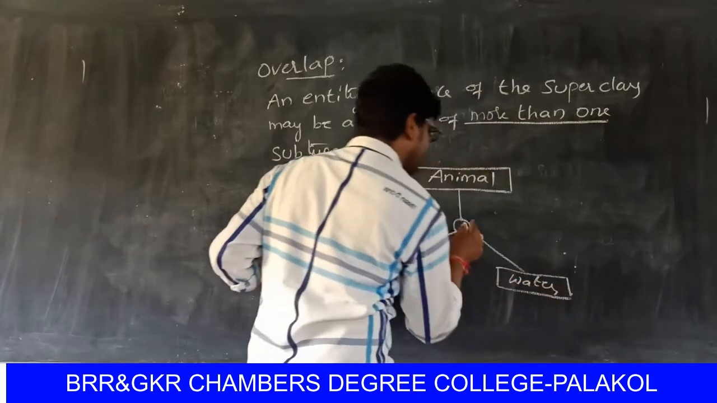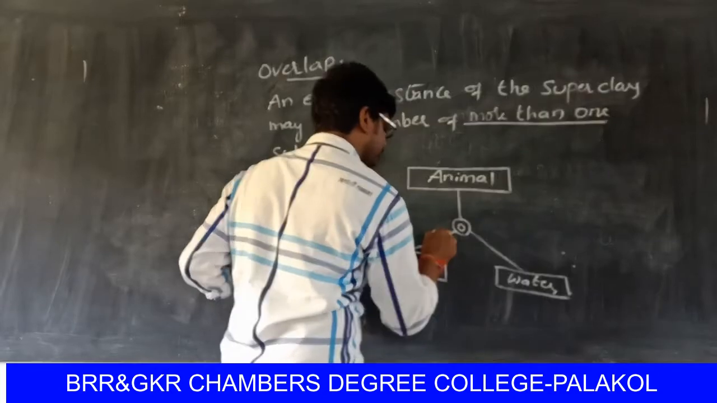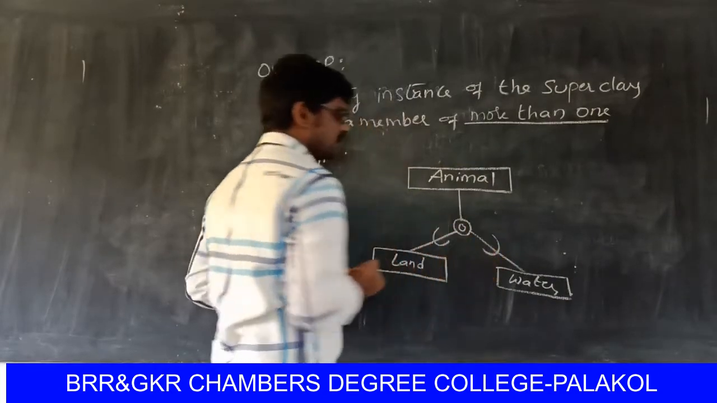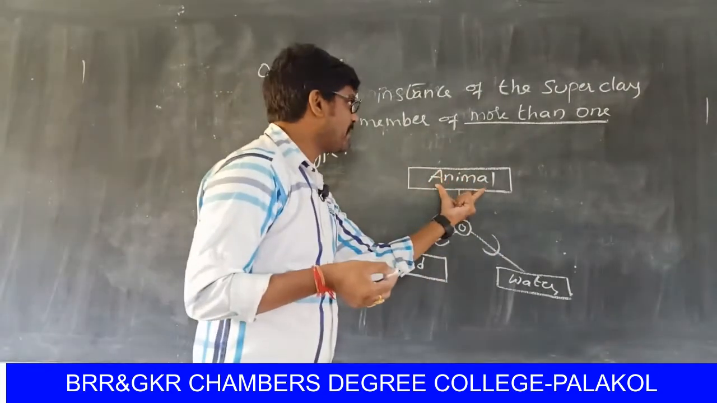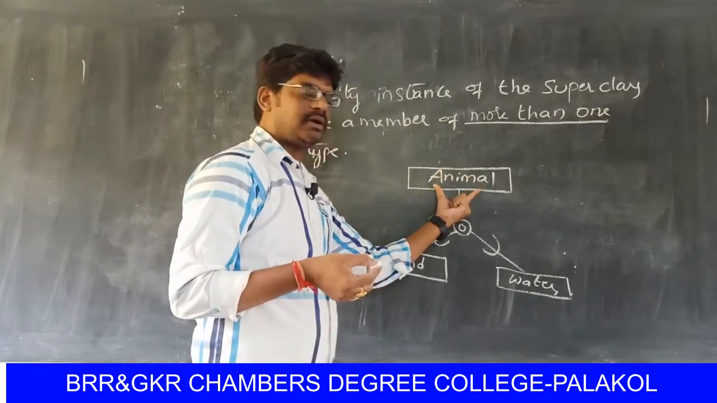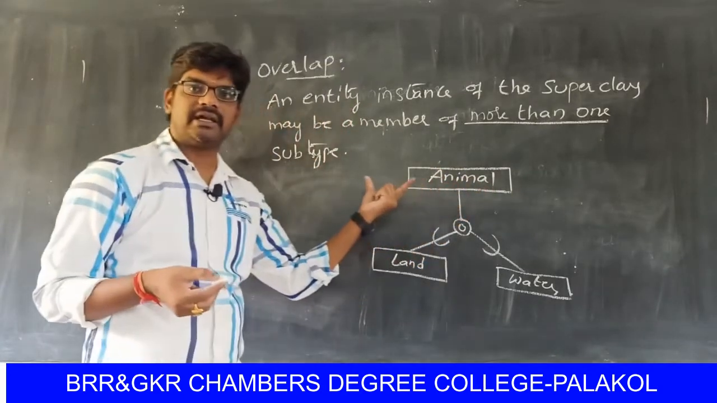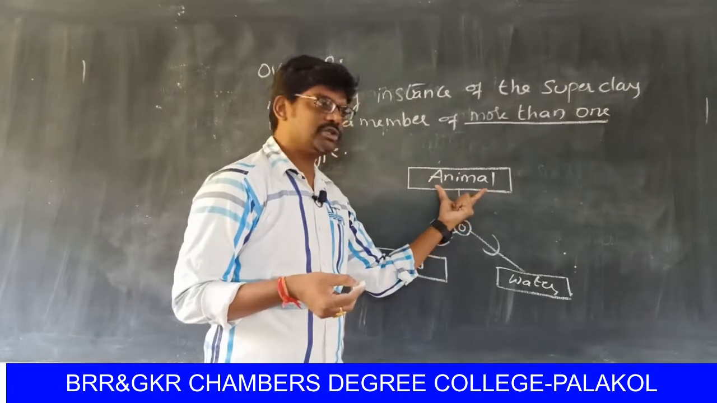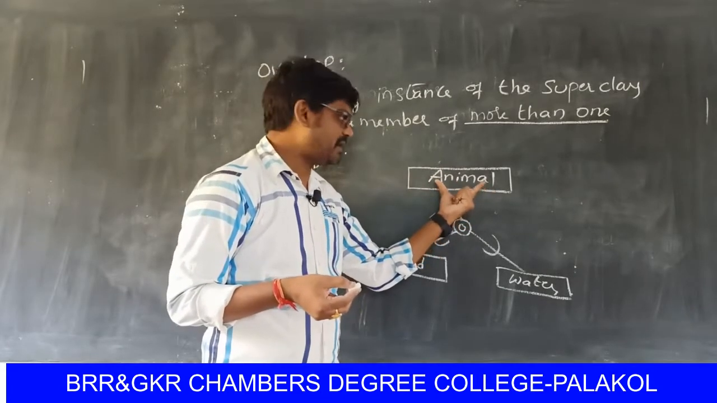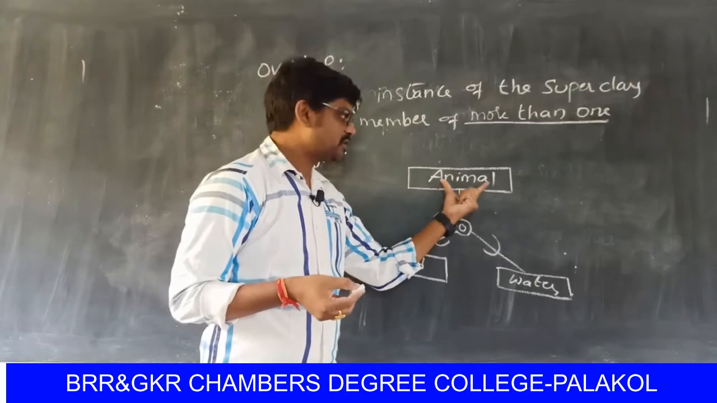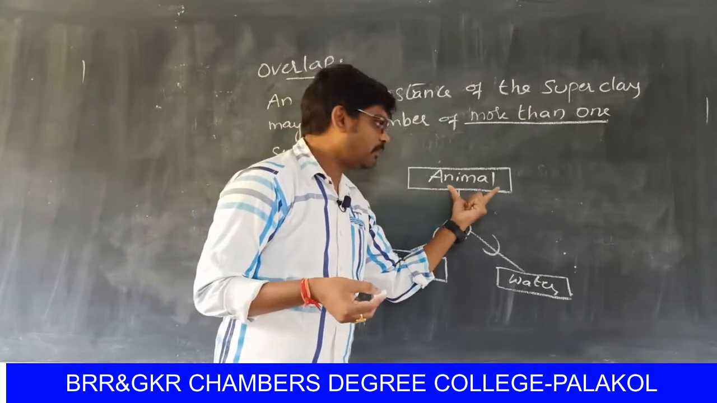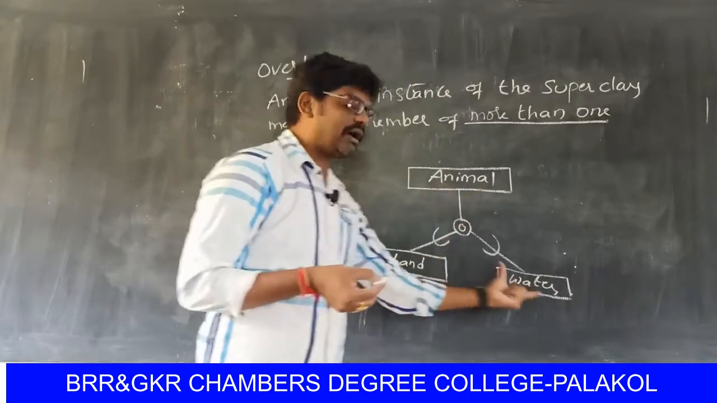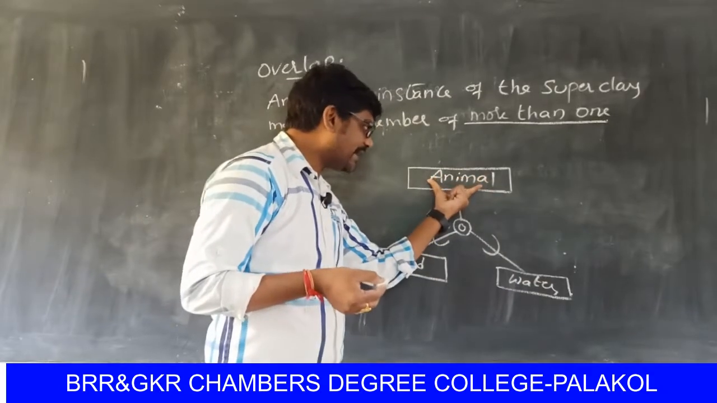Land animal and water animal. Okay. So here, the member of the supertype. For example, I am taking frog or crocodile. So I am taking one member, frog. Frog is an animal, so it can live both in land and water. That is the entity instance.